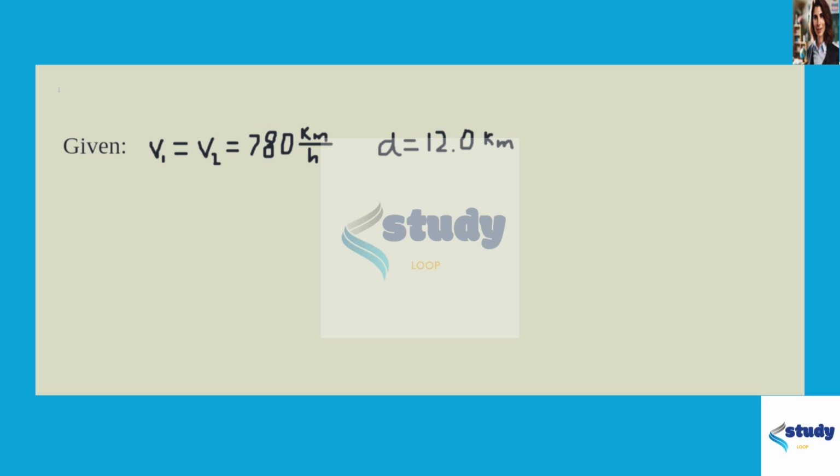Okay, so I wrote down what we were given in our problem, and that was that the velocity of plane 1, which I write as v1, is equal to the velocity of plane 2, v2, and those are both traveling at 700 kilometers per hour. And the distance between them when they spot each other is 12 kilometers. So now we need to figure out how much time they have before they collide.